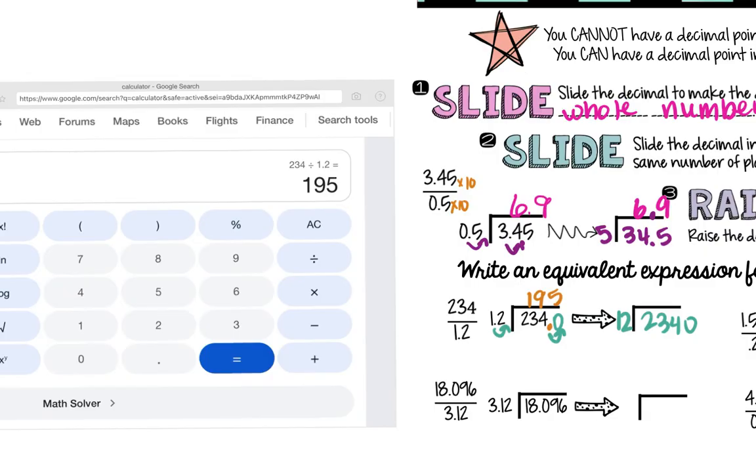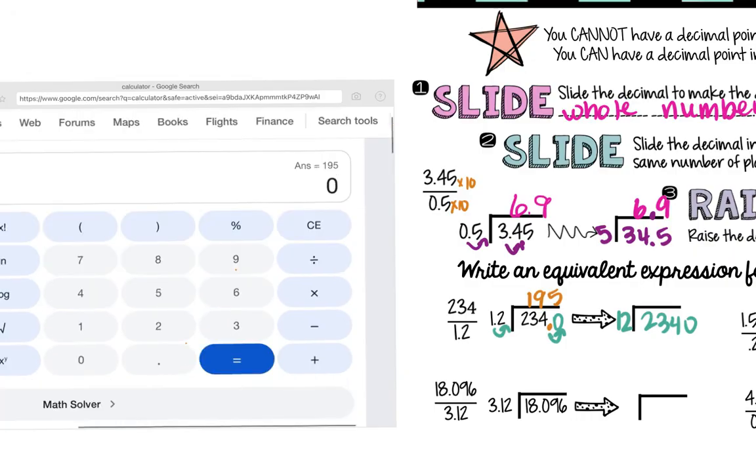So let's look. Okay, I'm going to clear this. So I'm going to do 2,340 divided by 12. And voila, 195. So they are equivalent expressions. I'm going to get the same answer. It's just that we can't mathematically, with long division, divide it with a decimal in the divisor. So we have to make an equivalent expression so that we can do it.